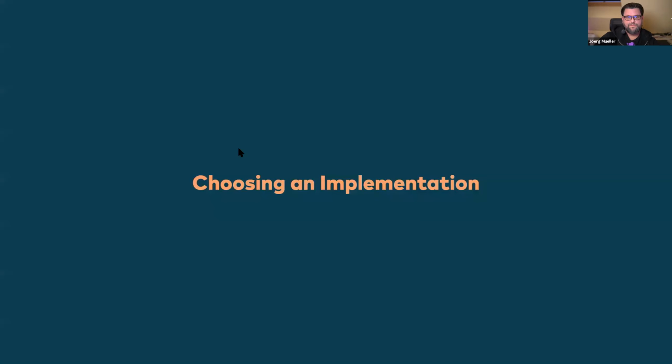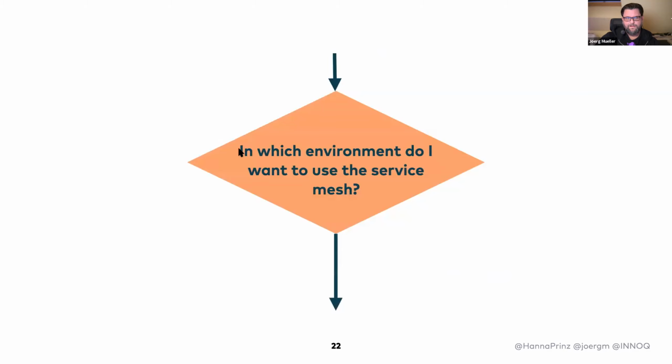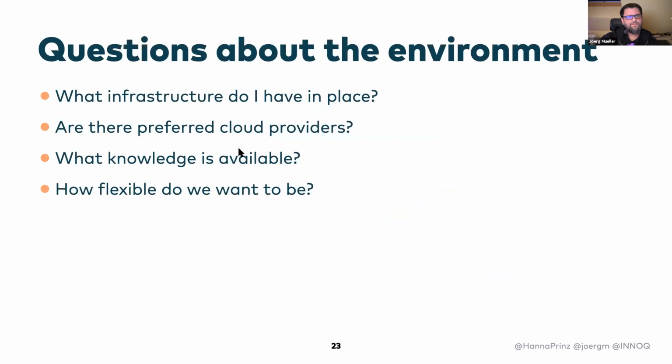Okay, so choosing an implementation. How do you do this? And what do you have to do? What questions do you have to ask yourself? Well, the first thing you have to ask yourself is, in what environment do I want to use the service mesh? And there are a number of questions that you can look at. What infrastructure do you usually run your software on? What is in place? What are your preferred cloud providers? Maybe that matters. What knowledge is already available in your company? Are there products you're already using? And last but not least, how flexible do you want to be? Do you think about exchanging your service mesh or changing it during the lifetime of your application or not? Probably, like ORMs, I think this will not happen very often, but still it's an idea that you might have.